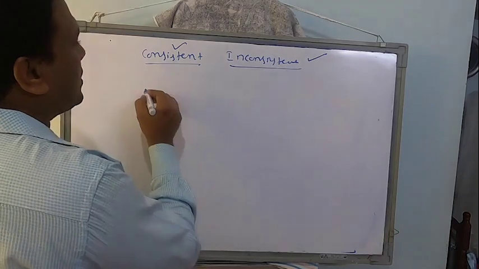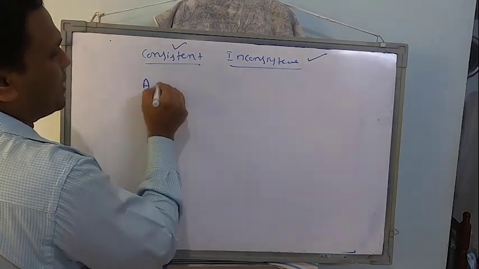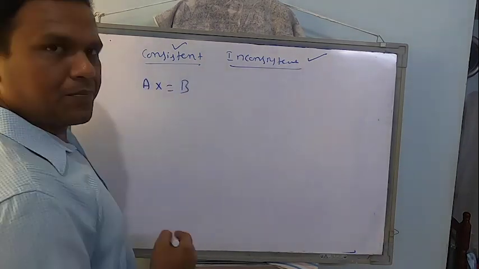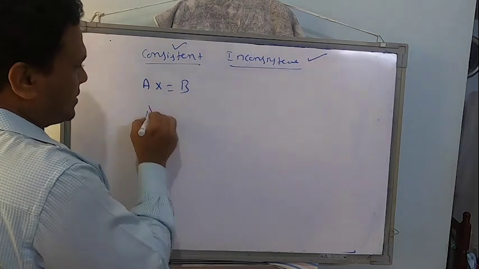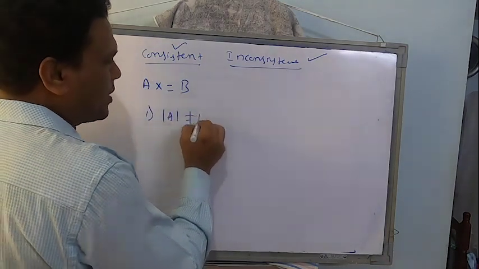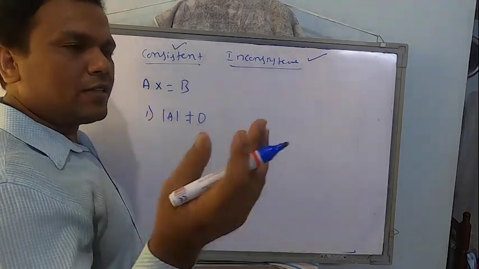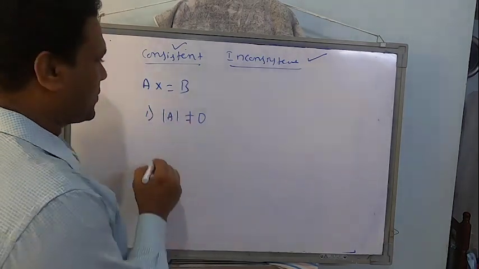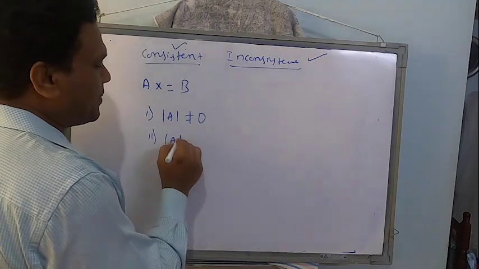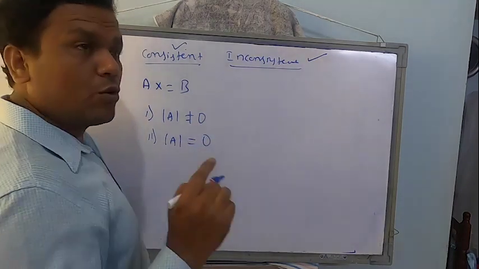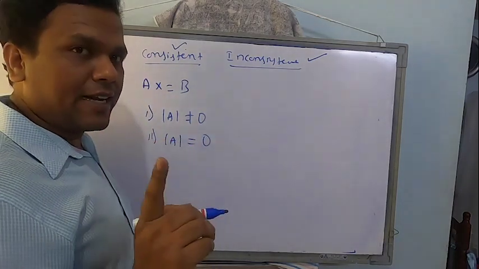They will give you a system of equations, which can be written as Ax equal to b. First case, if determinant A is not equal to 0, then the given system is said to be consistent and there exists a unique solution. Second case, if determinant A becomes 0, don't come to the conclusion of inconsistent directly.